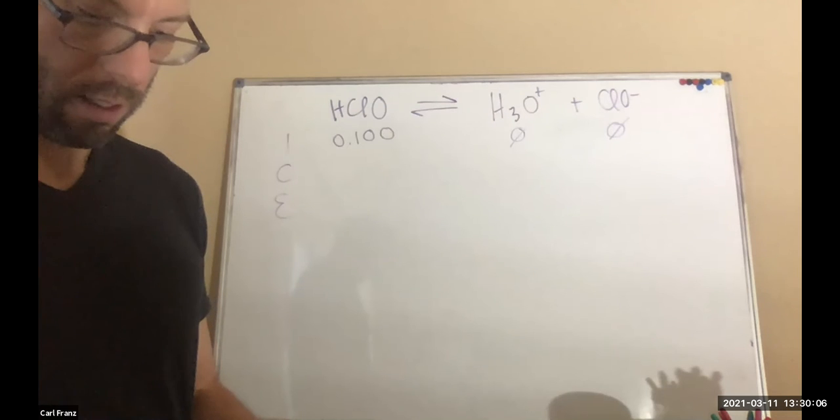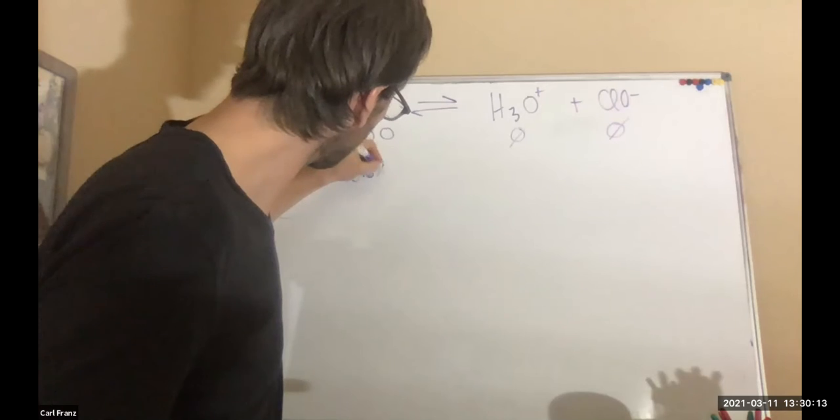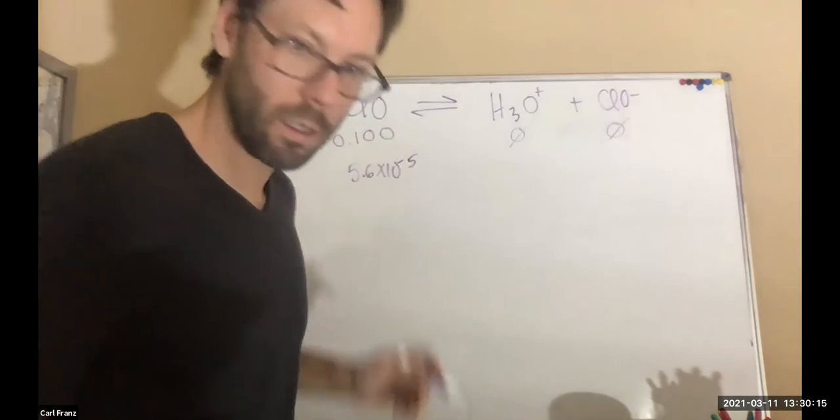So the hydronium ion concentration is going to be 10 to the negative 4.25, right? Yes. Okay, I get 5.6 times 10 to the negative 5. All right. Sound good, guys?